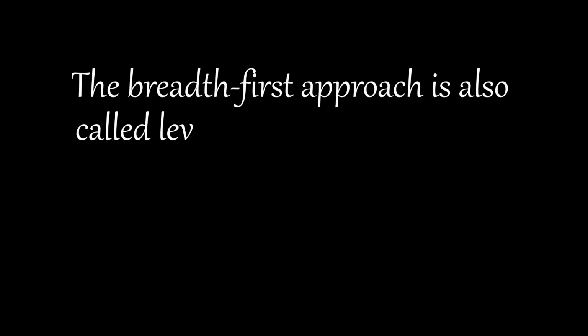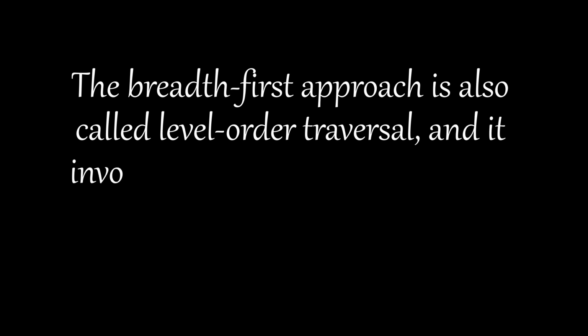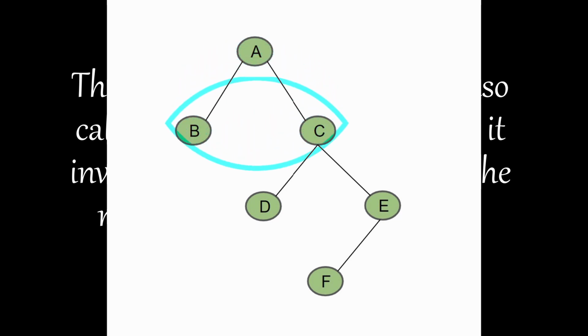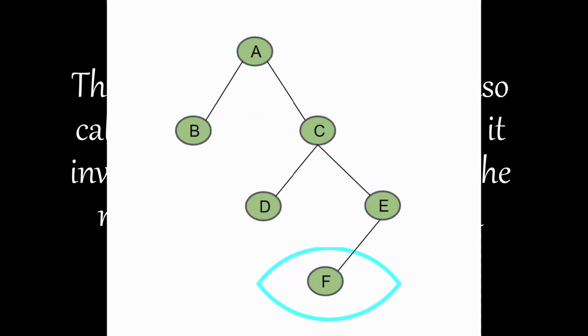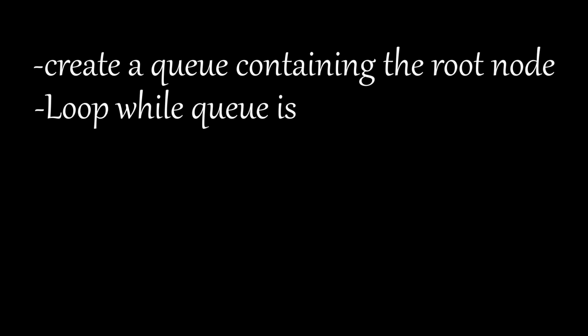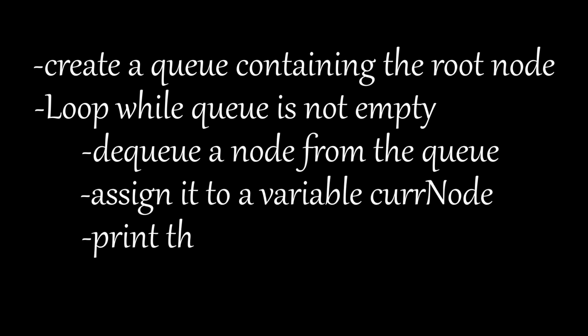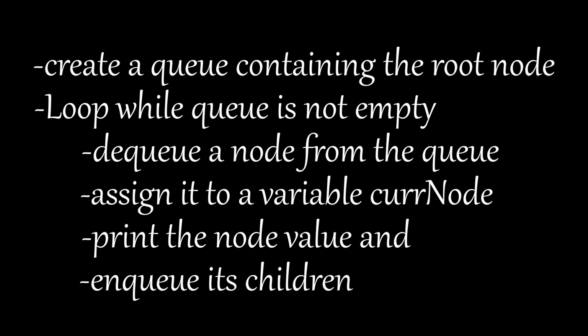The breadth first search approach is also called level order traversal, and it involves processing the data in the nodes of a tree by moving in a level by level fashion. You can achieve this using a queue in the following way. Create a queue containing the root node. Loop while queue is not empty, and dequeue a node from the queue and assign it to a variable current node. Print the value of this current node and enqueue its children.